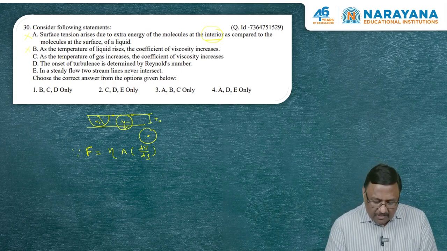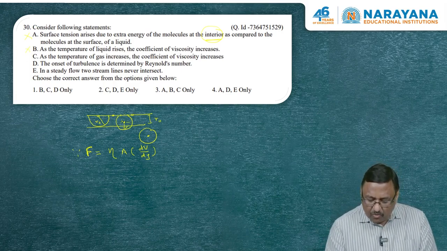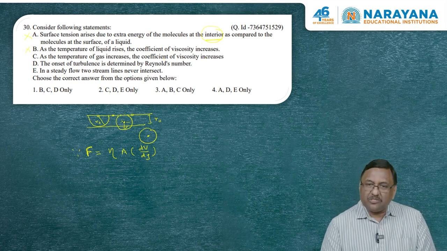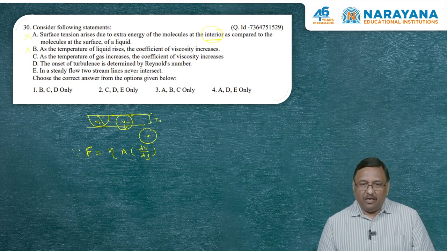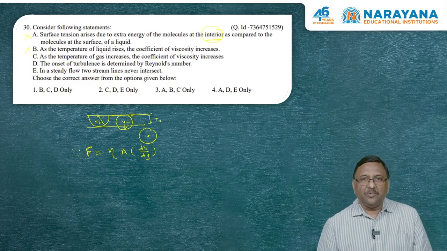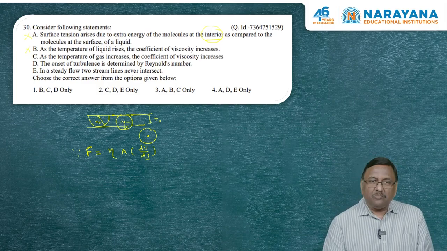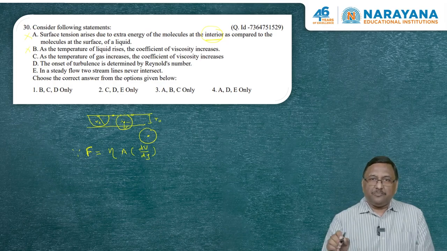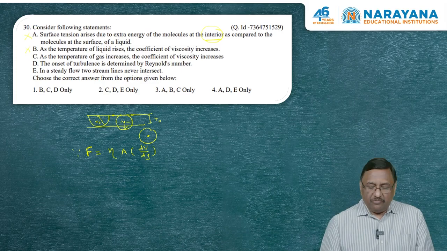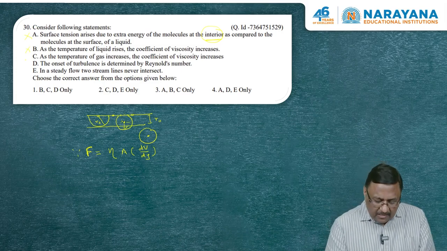Now if you go for this, as the temperature of the gas increases, the coefficient of viscosity increases. This is a very interesting point. If the temperature of the gas is increased, the randomization of the molecular motion becomes more and more. That means particles will experience more resistive force to move along, so my viscosity will increase. That's what he's saying, that C is the right answer.